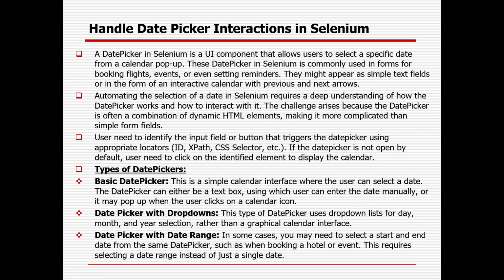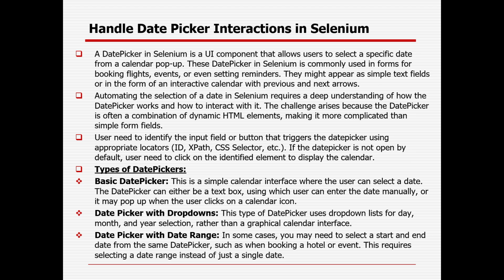So there are a couple of key date picker types available. One is the basic date picker. This is a very simple calendar interface where the user can select a date. The date picker can either be a text box, using which the user can enter the date manually, or it may pop up when the user clicks on a calendar icon.